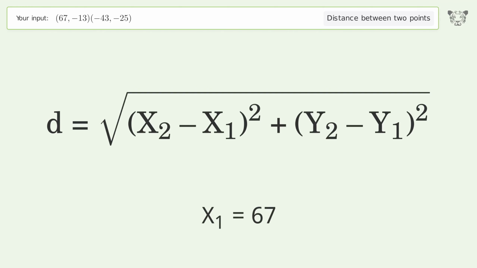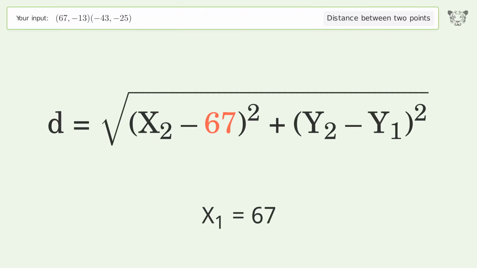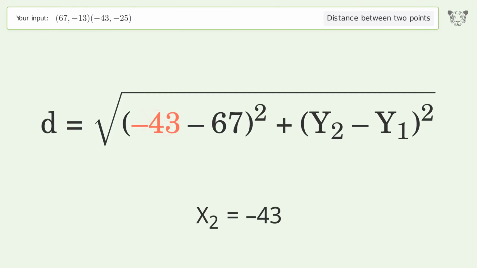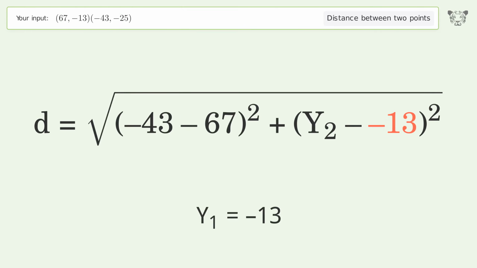x1 equals 67. x2 equals negative 43. y1 equals negative 13. y2 equals negative 25.